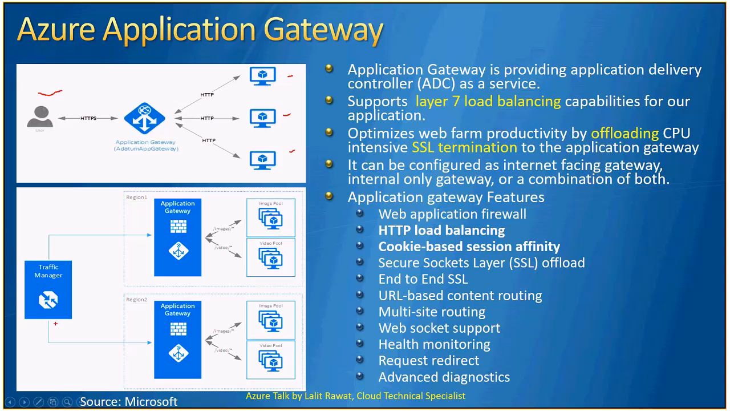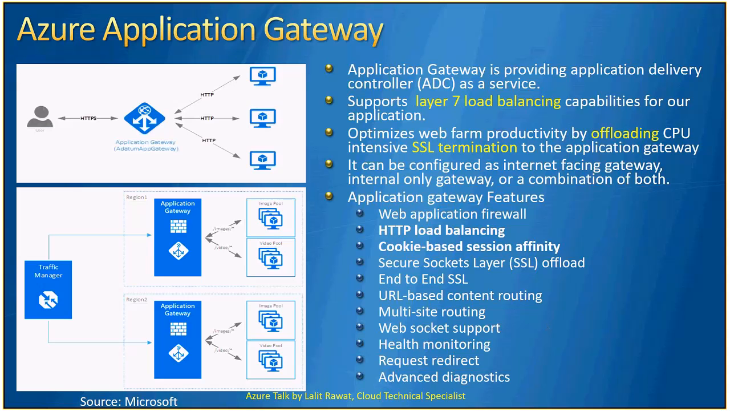As a reverse proxy, it can help you with SSL termination and SSL offloading, so that your web app doesn't have to do the actual SSL termination, which will save a lot of CPU cycles for your web app. Application gateway can handle that SSL termination for you, and you can offload your SSL, or you can have end-to-end encryption, whichever way you want.